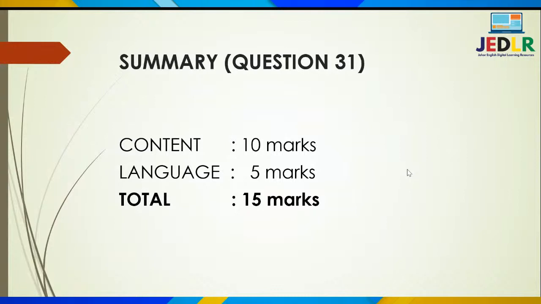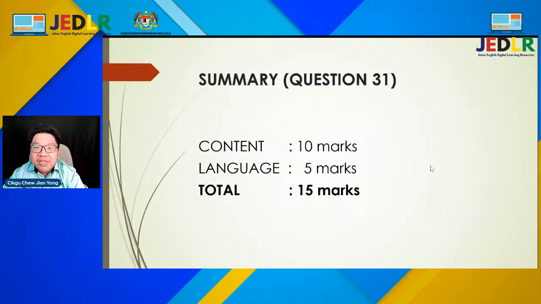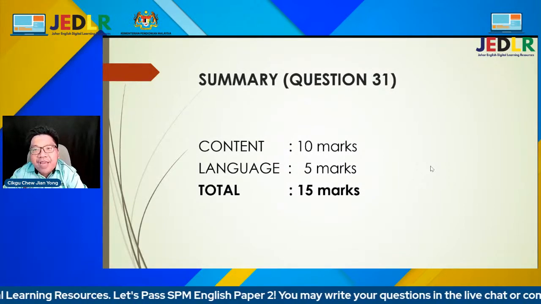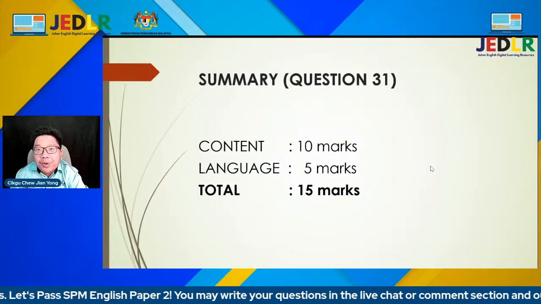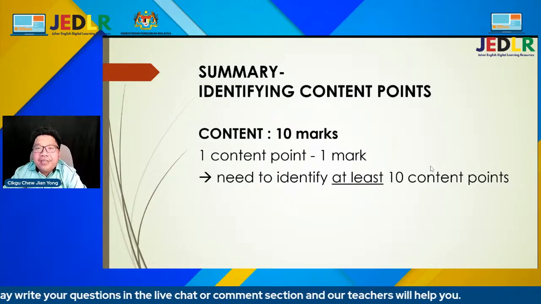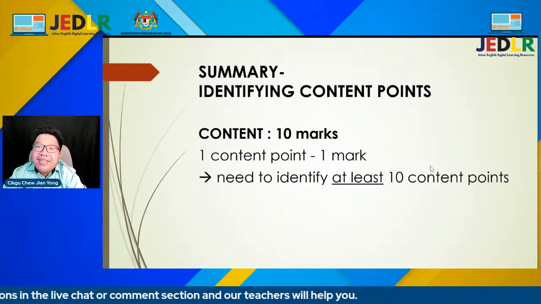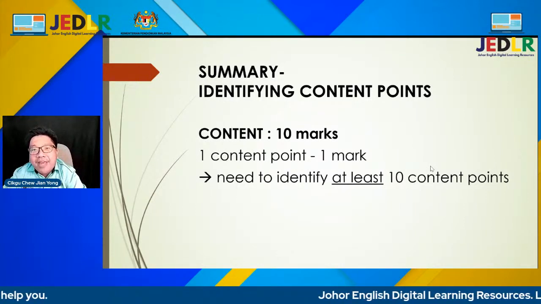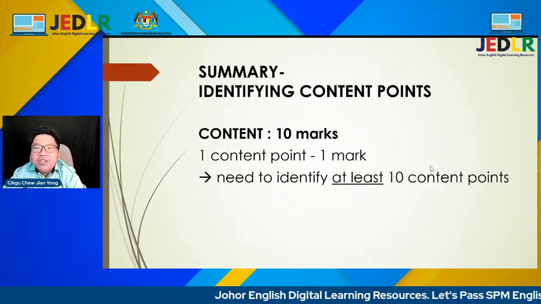Okay, so you have to know the mark allocation for summary writing question 31. Total marks, 15 marks, okay? Content, you'll be given 10 marks, and for language, you'll be given 5 marks. Total 10 plus 5, 15. Next, in your summary writing, you need to identify content points. 10 marks given for content, 1 content point is awarded 1 mark, and you need to identify at least 10 content points.